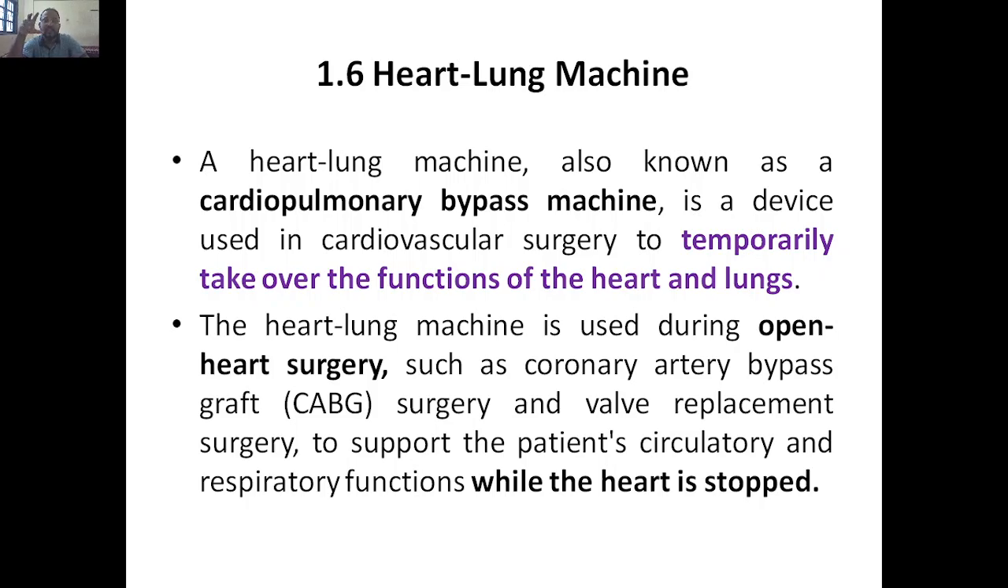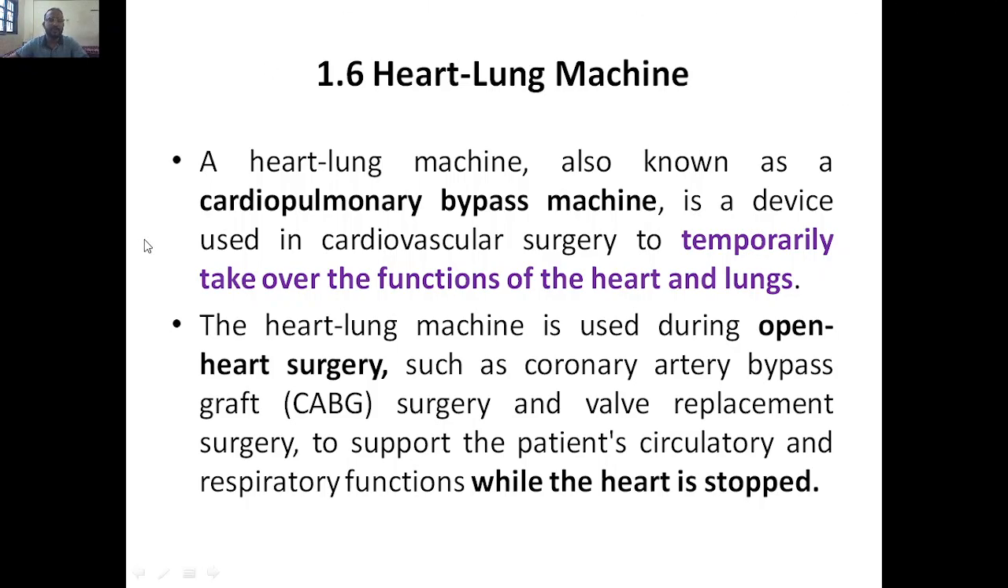So this particular machine should act as a lung as well as heart. Now you know what the lung does. It purifies the air, right? So the machine has to purify the air, and it should constantly be giving oxygen to the body. Next, the heart, what does it do? The pumping. So that mechanism should be done by this machine. That's why it is called the heart lung machine or cardiopulmonary bypass machine.